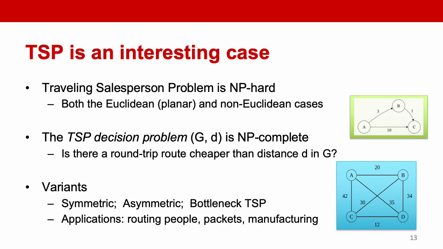Now, because we have these varieties of TSP, we can think about not just general graphs, but maybe embedding it on a Euclidean plane, like XY axis. Even that version is NP hard. And then, as I've mentioned before, the TSP decision problem, which takes in G and some threshold distance D, is NP complete. There are a bunch of other variants, symmetric, asymmetric, bottleneck, which we won't really talk about too much, but I do want you to be aware that there's so many versions of this question.